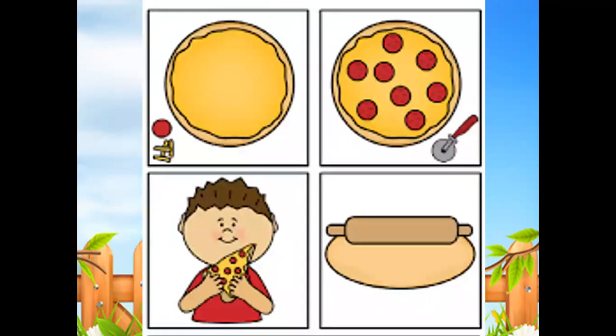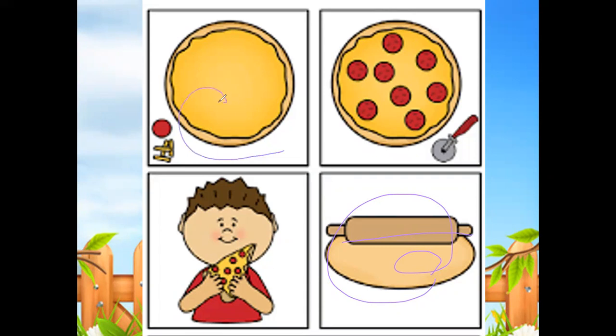If we want to make a pizza, first we will roll out a dough with the rolling pin. This is the rolling pin and this is the dough. We will roll the dough with what? The dough with a rolling pin.